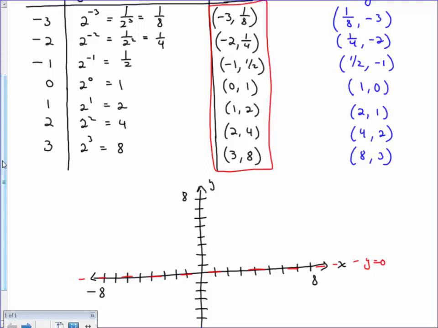-3 and 1/8 is going to be very, very close to the x-axis. -2 and 1/4 will also be close, but not quite as close. -1 and 1/2, we can kind of see that. And then 0 and 1, we can definitely plot that point. 1 and 2, 2 and 4, and then finally 3 and 8. This graph fits what I know is the basic shape of an exponential function.